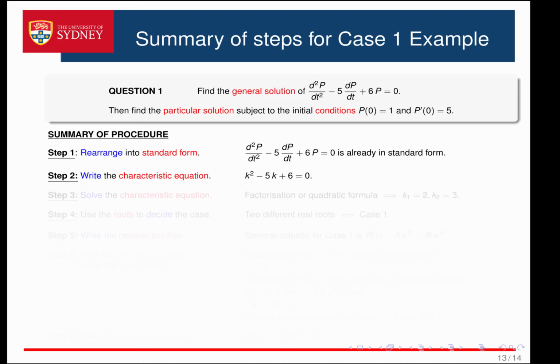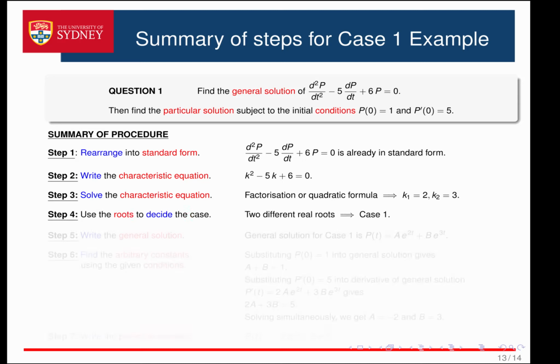In step 2, we replaced d2p dt squared with k squared, dp dt with k, and p with 1 to produce the characteristic equation. In step 3, we factorized the characteristic equation and got k1 equals 2 and k2 equals 3. In step 4, we used the fact that the roots were real and different to use the form of the solution in case 1.